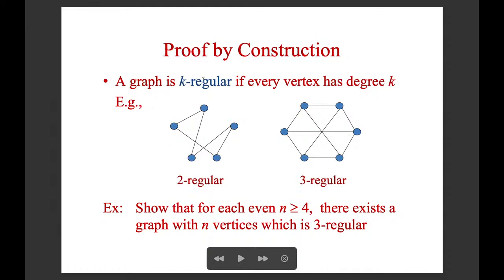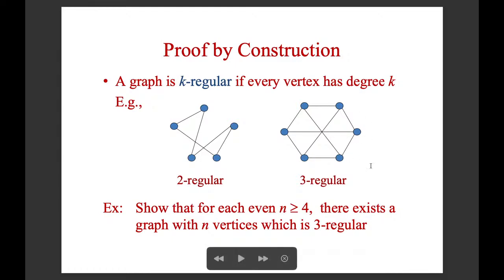Okay, we have defined what is meant by a k-regular graph, and we want to show that for every even number n greater than or equal to 4, there must be some graph with n vertices that is also 3-regular. How can this be shown? If for every n, you can draw a certain graph that is 3-regular with that number of vertices, then we're done. And this is actually not a very difficult problem if you start by working out some simple examples.